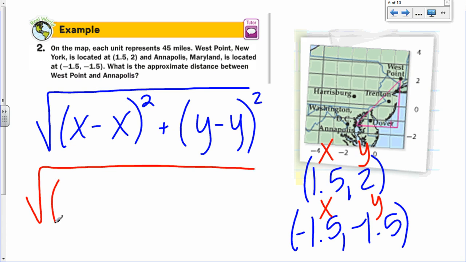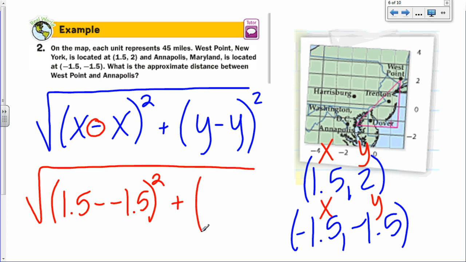With negatives, you have to be very careful because your formula is to subtract. So if you have a negative, you're going to have to do minus a negative. For example, this is what I mean. Minus negative 1.5. Now, some of you are going to want to go ahead and say that's plus, and that's fine, but be very, very careful doing that. Plus, then I'm going to put my y's in.